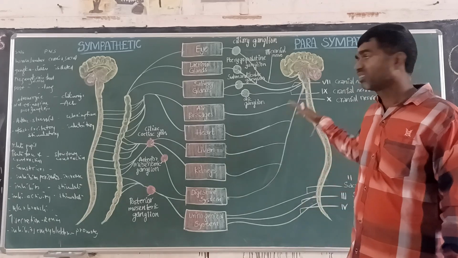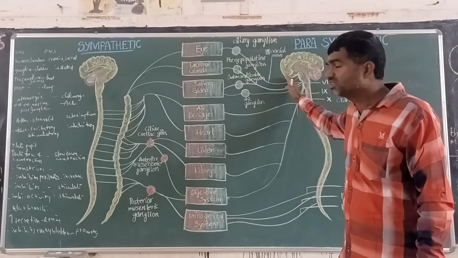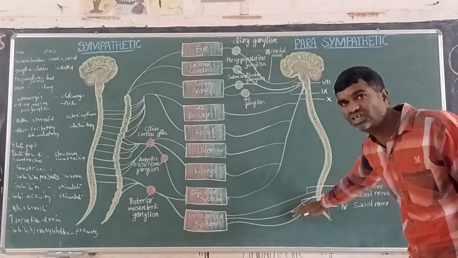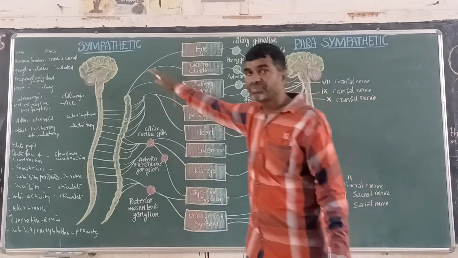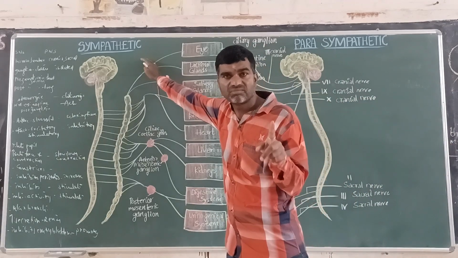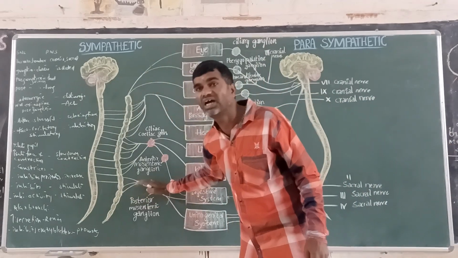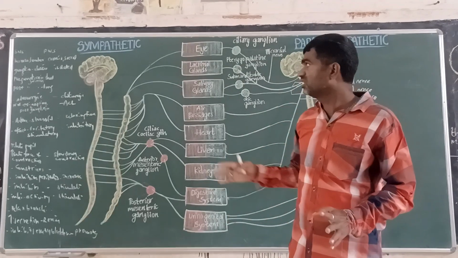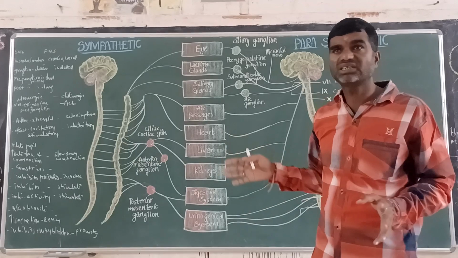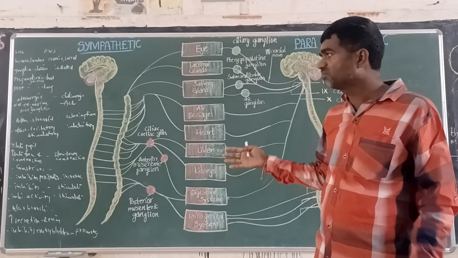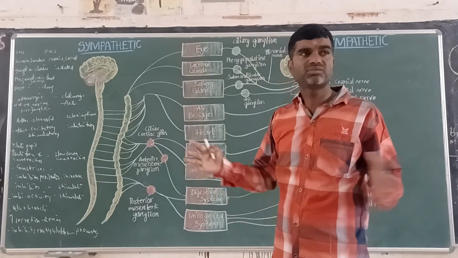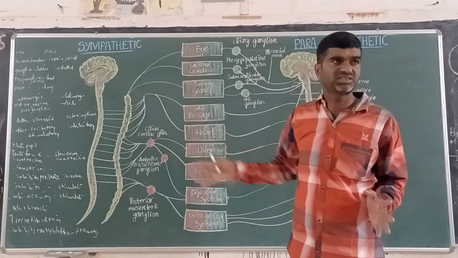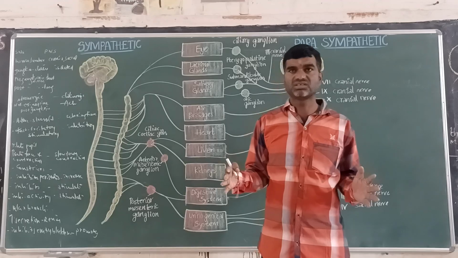Here, in parasympathetic, preganglionic neurons are longer and postganglionic neurons are shorter. In the sympathetic neurons, preganglionic neurons are shorter and postganglionic neurons are longer. So this is the sympathetic neuron and parasympathetic neuron. And next, how they work on the different organs, depending on the sympathetic and parasympathetic parts of ANS.